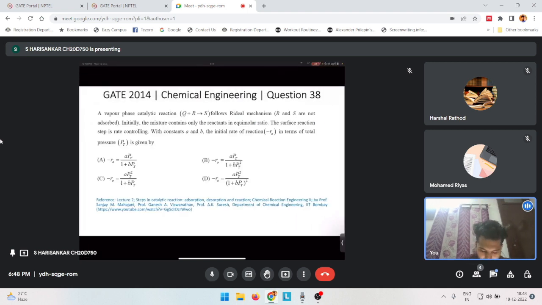Just go through this question. We'll see. This is based on the Eley-Rideal mechanism that I just went through a few minutes ago. This is a catalytic question. A vapor phase catalytic reaction happens, and they are asking us to find the overall rate of reaction in terms of total pressure PT. So let's see how we can solve this.